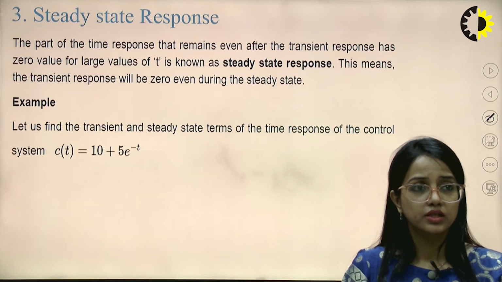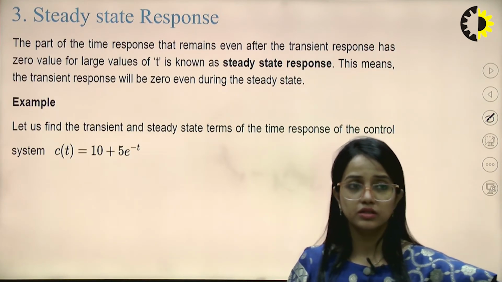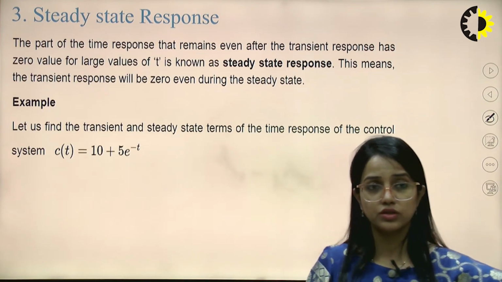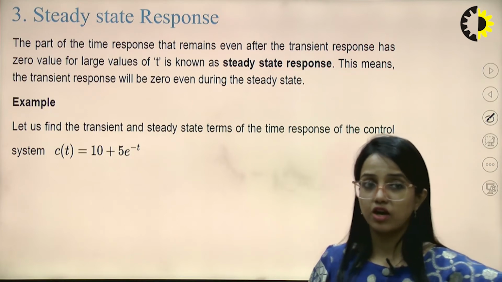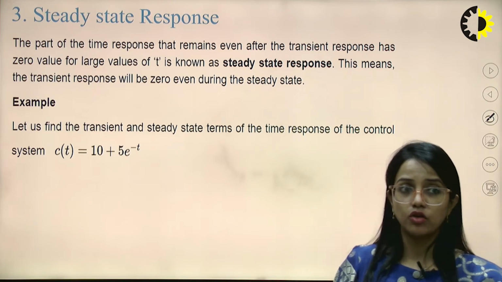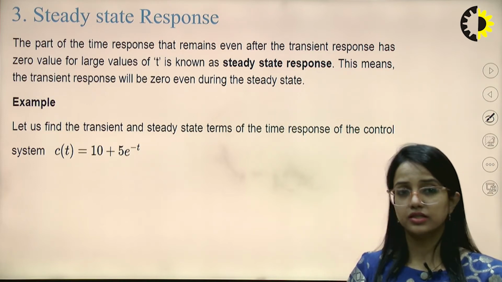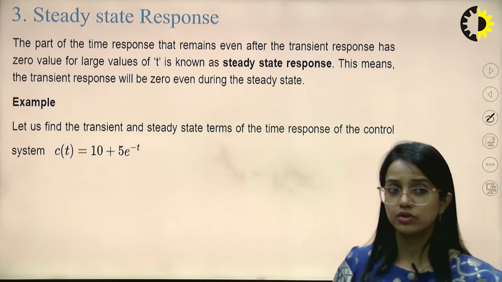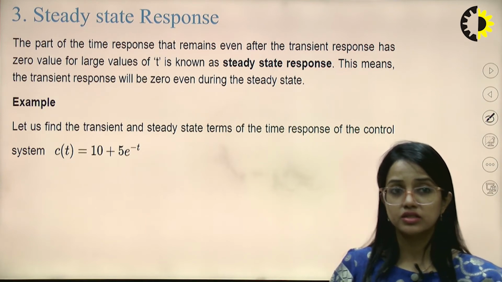Now, what is steady state response? The part of the time response that remains even after the transient response has a value of 0, for large values of t, is known as steady state. This means the transient response will be 0 even during the steady state.